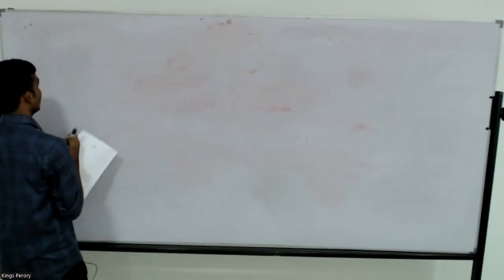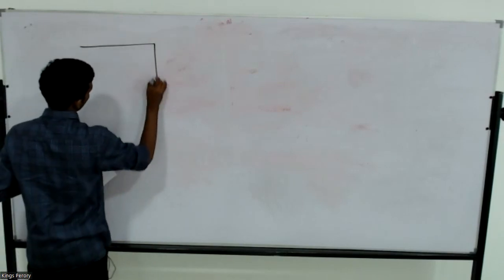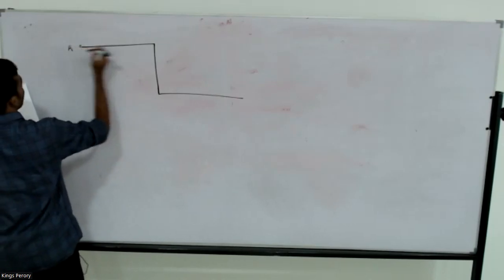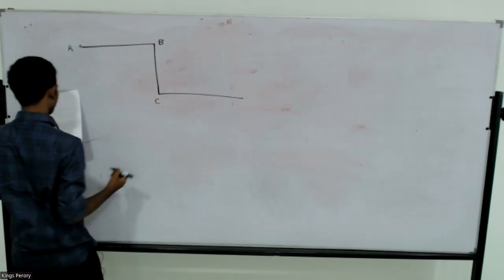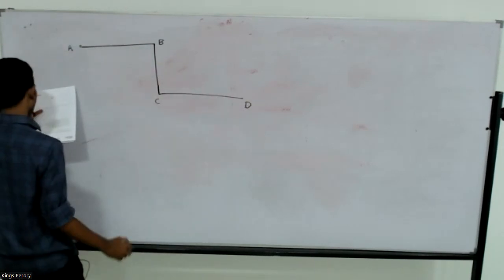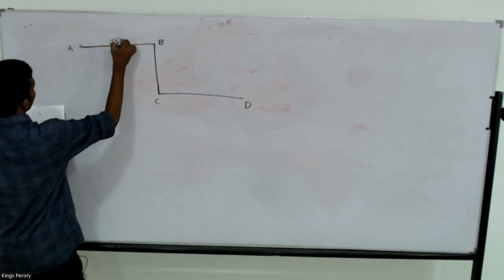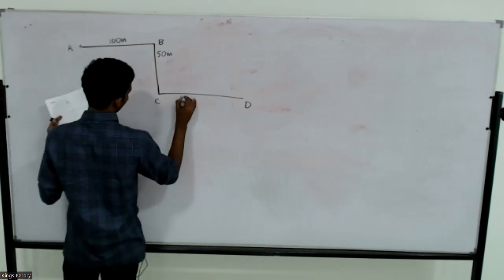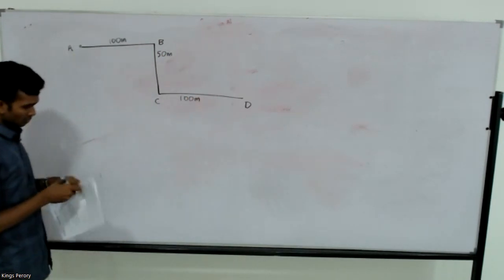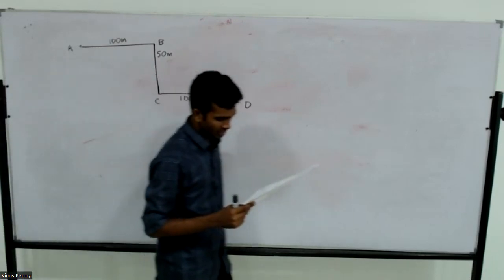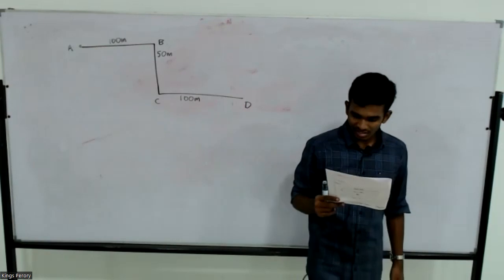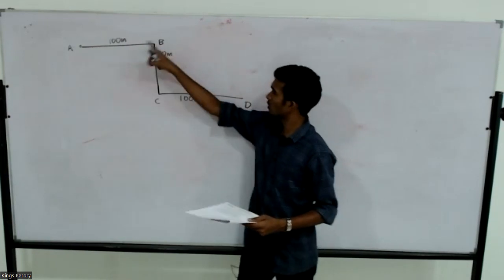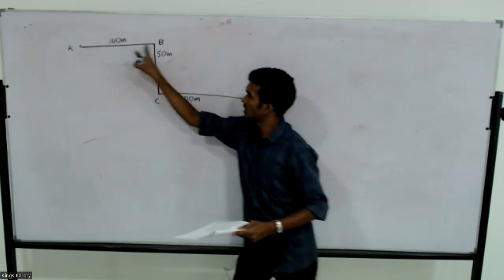A, B, C, D is a path they have given. A point, B point, C point, and D point. AB how much length? 100 meters. BC 50 meters. CD again 100 meters. A boy starts his journey from A and reaches D through the BC path. That means he starts from here and reaches D through BC path. So the fellow walks in this direction.